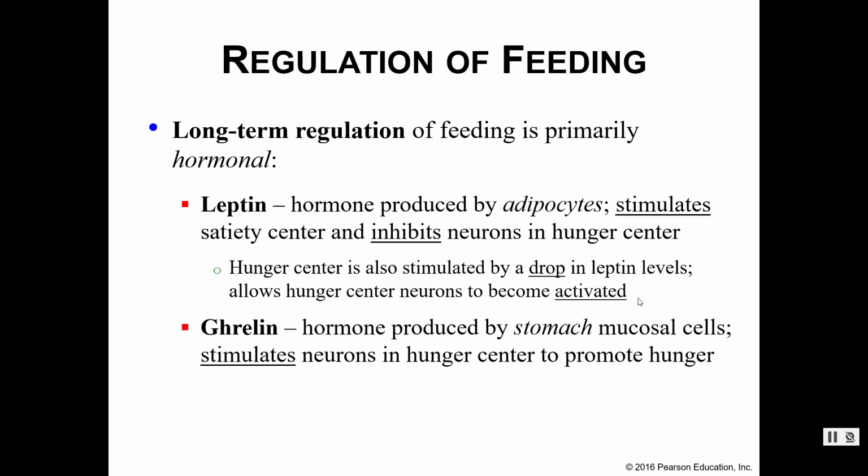Ghrelin is another hormone that helps us realize that we're hungry. I always say ghrelin makes your belly growl. It's produced by your stomach mucosal cells to stimulate your hunger center to promote hunger as well. So again, ghrelin makes your belly growl. Leptin tells you when your belly's full.